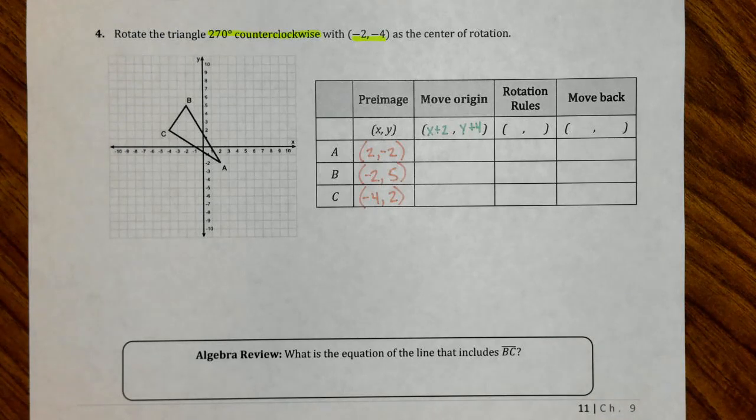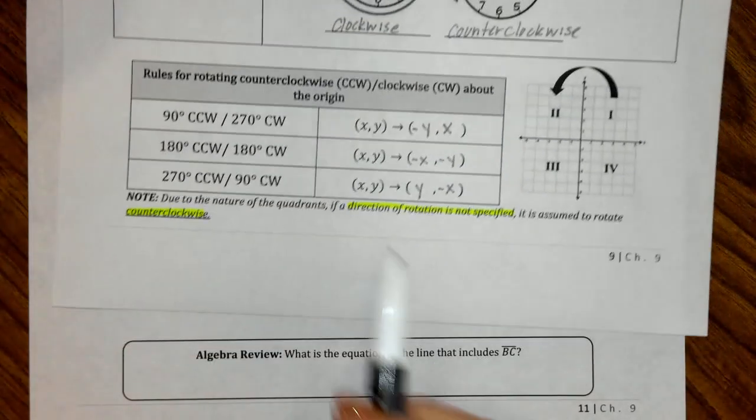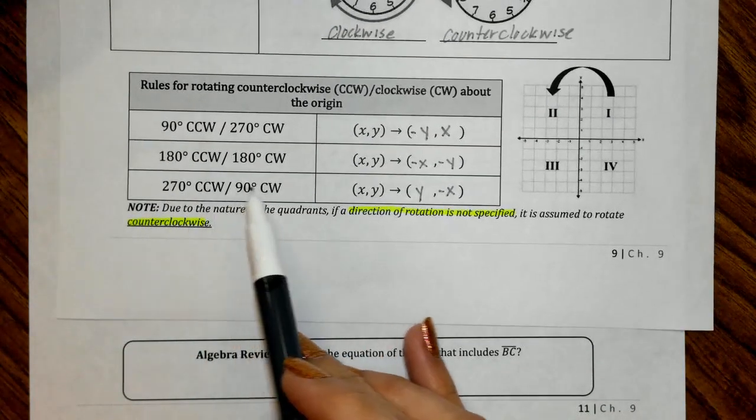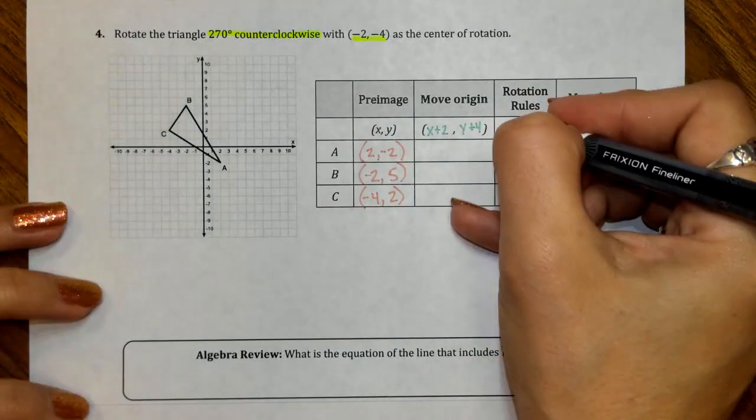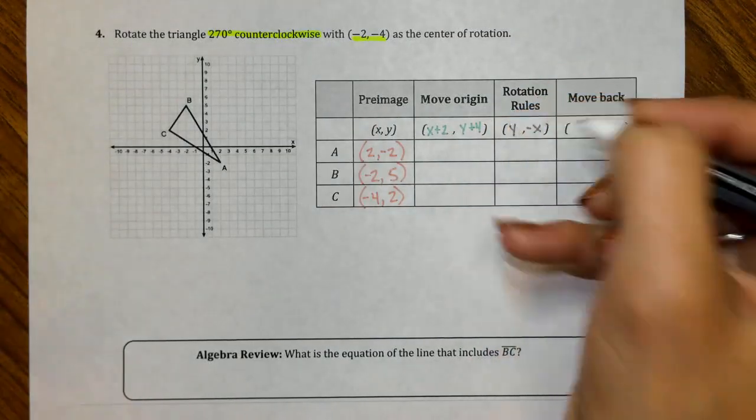Then we're going to apply our rotation rules, 270 degrees counterclockwise. Let's see if I can find the page that has those rules on it. For 270 counterclockwise, the rule was switch them and change the x's coordinate. So here we have y, -x.